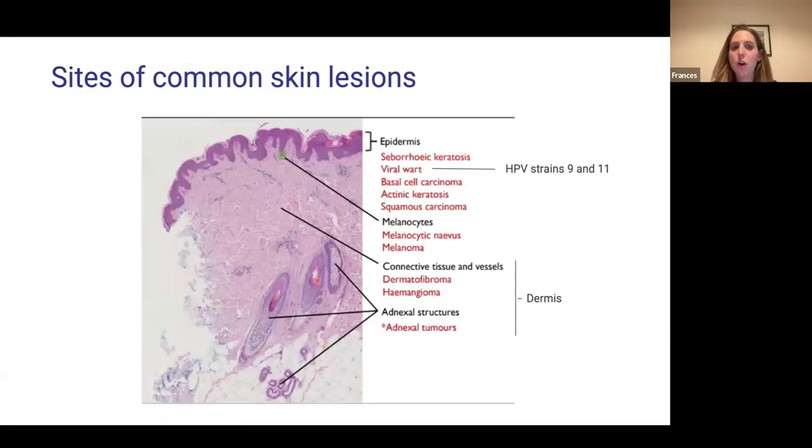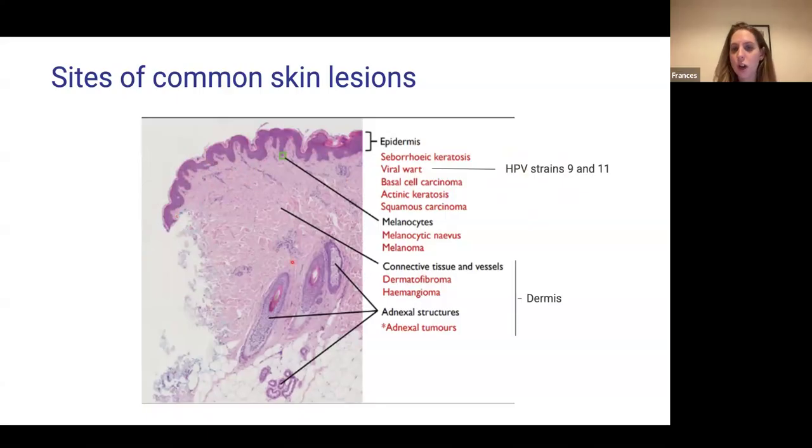So this is just an overview of the different kinds of skin lesions that you're likely to encounter, and where they're likely to occur. So really we have the things that are happening in the epidermis, which is all of these cells here that are made up of the keratinocytes. So that's seborrhoeic keratosis, your viral warts, where you get infection from your HPV, your different basal cell carcinomas and squamous cell carcinomas, and then your pre-malignant lesions like actinic keratosis as well. Right at the bottom, you have your melanocytes, which are actually of neural crest origin. So this is going to give rise to obviously melanomas.